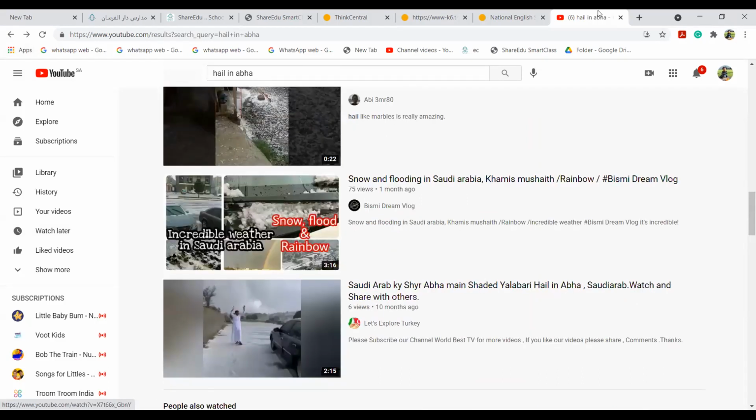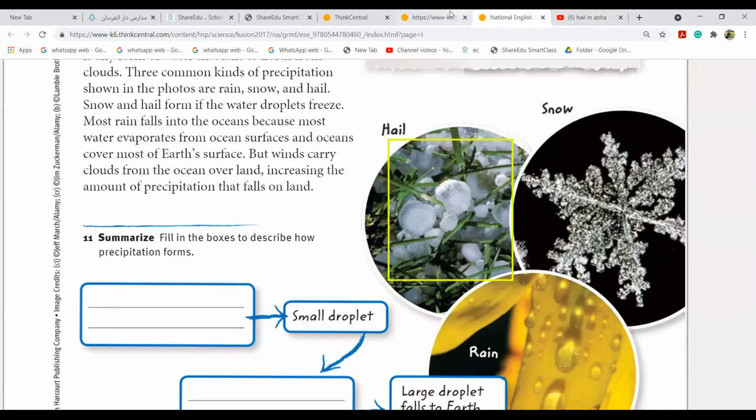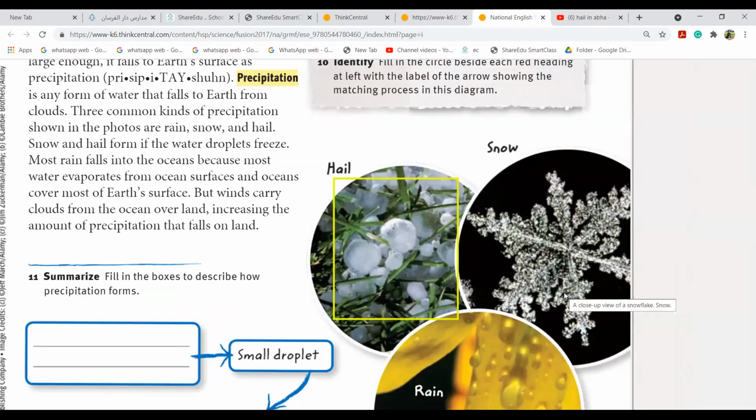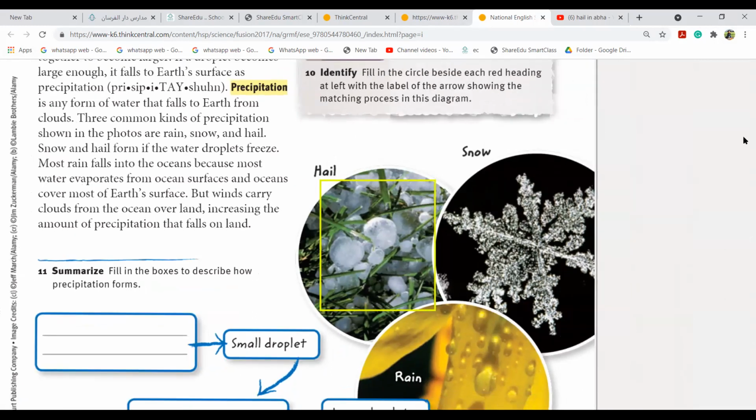All right, now let us come back. So these are hail. Snow, you know how it happens in Canada and other places. This year, they said there was a part nearby Taif where it really snowed, like in Tabuk. Most rain falls into the oceans because most water evaporates from the ocean surface and the ocean covers most of the surface, but wind carries clouds from the ocean over land, increasing the amount of precipitation that falls on land.